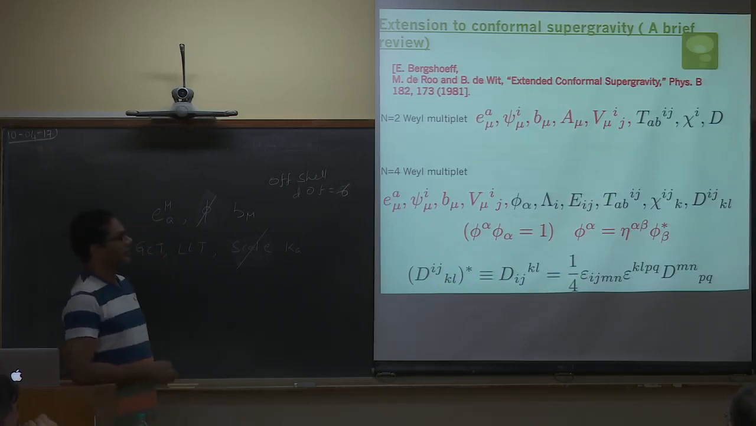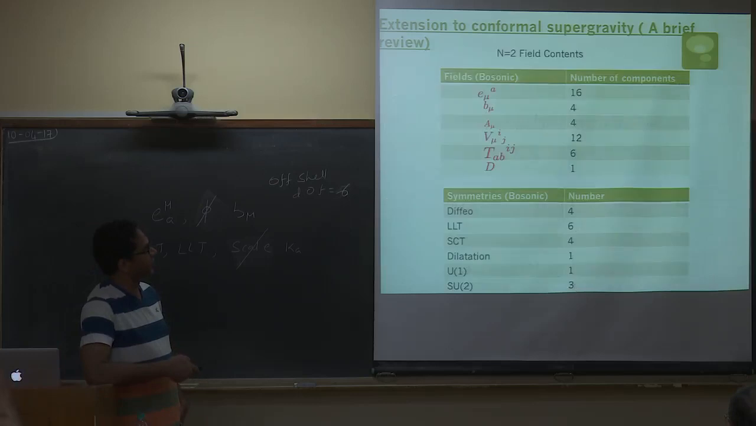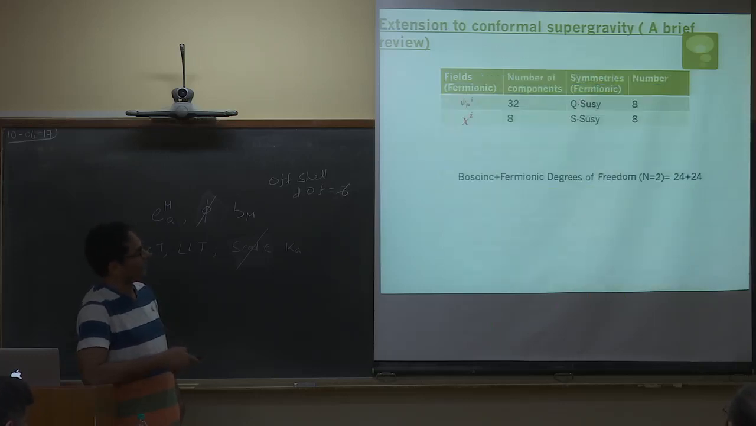Right. So we can do some counting here and see how many off-shell bosonic and fermionic degrees of freedom we have for n equal to 2 and n equal to 4. For n equal to 2, you just count the number of degrees of freedom, the number of components. Is 4 into 4, 16, then 4 into 3, 12, then 6 since this is antisymmetric in ij and antisymmetric and anti-self-dual in ab, so this is 6, this is 1, and then count the number of symmetries here. You add them up and subtract, and you will get 24 bosonic.